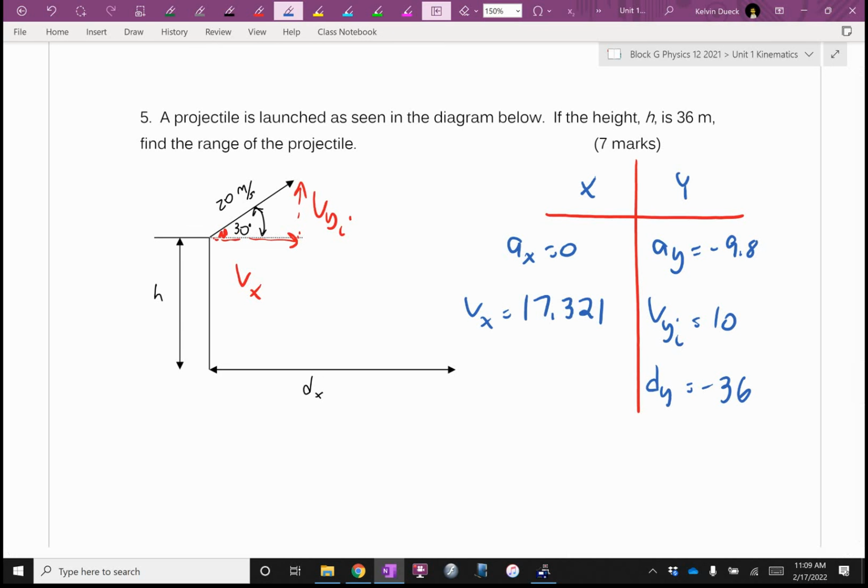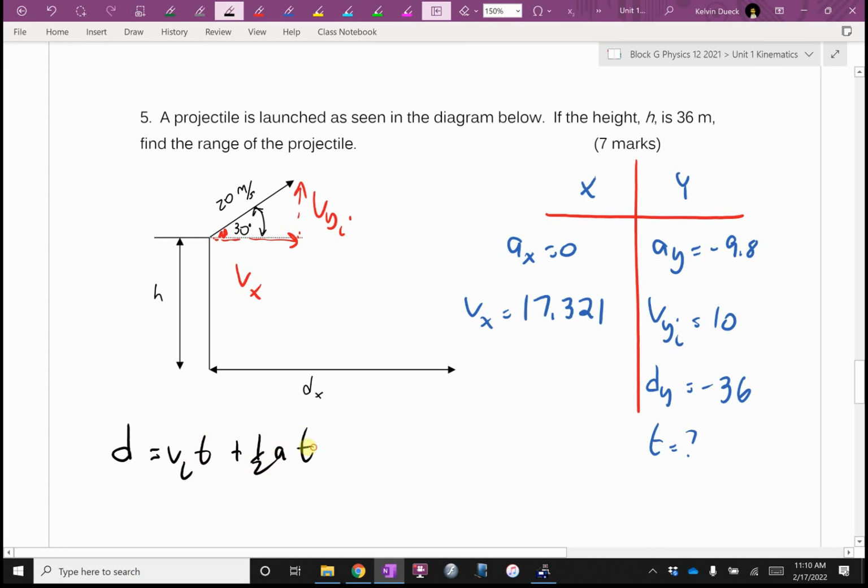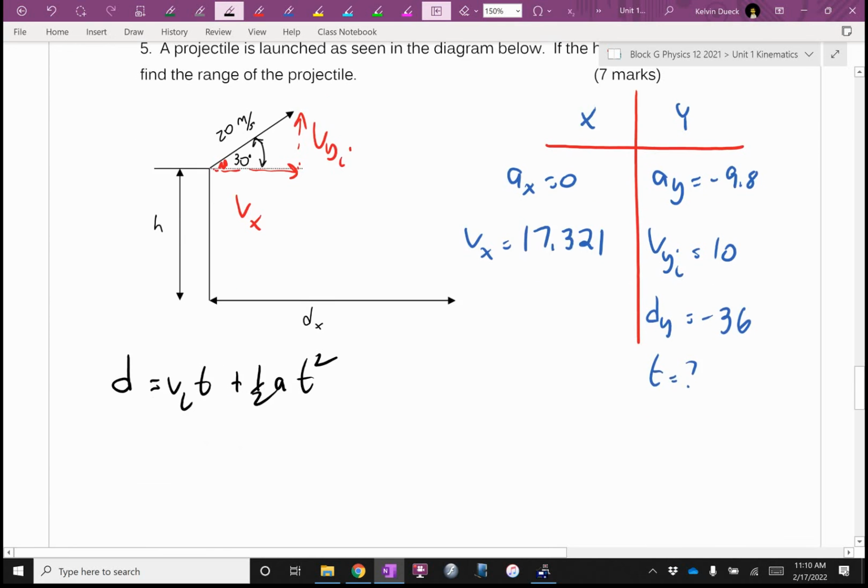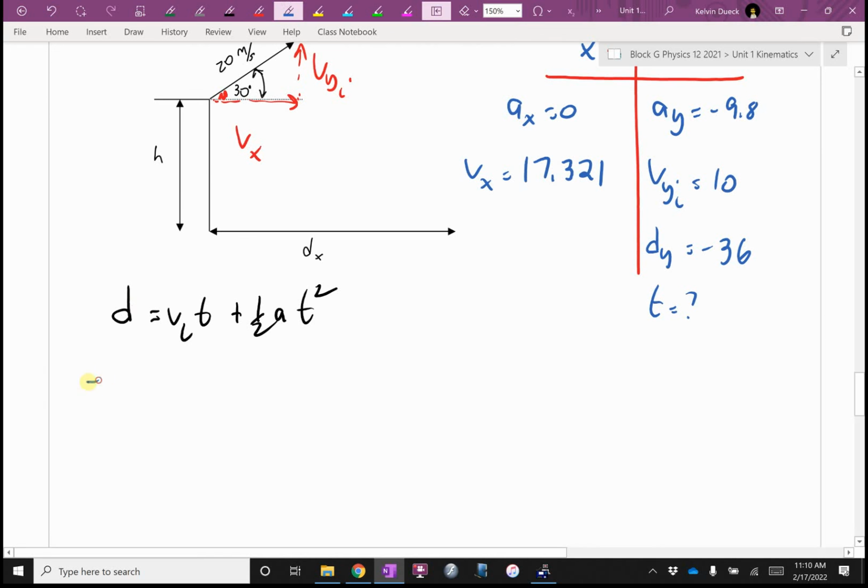What does this question want me to find, Taryn? Which is dx. Yeah, but you know what I'm going to spend most of my time finding? Time. And in fact, I think I'm going to find time vertically. Oh yeah, this is going to be the full quadratic. D equals VIT plus a half a t squared. Negative 36 equals 10t minus 4.9 t squared.